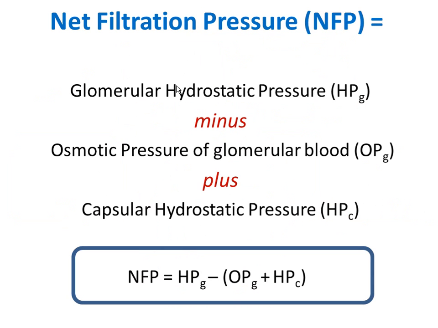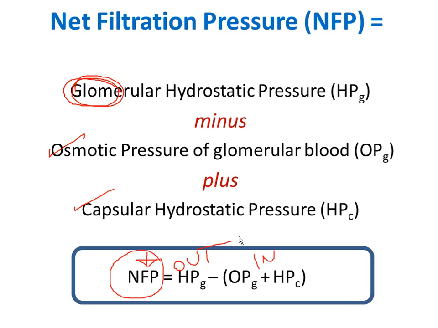So if we were to mathematically represent net filtration pressure, here's what we find. The blood pressure inside the glomerulus, subtract off the osmotic and the hydrostatic pressures. So net filtration pressure is the pressure out minus the two pressures pushing back in. The greater the difference here, the larger the net filtration pressure is, the more filtration we get.